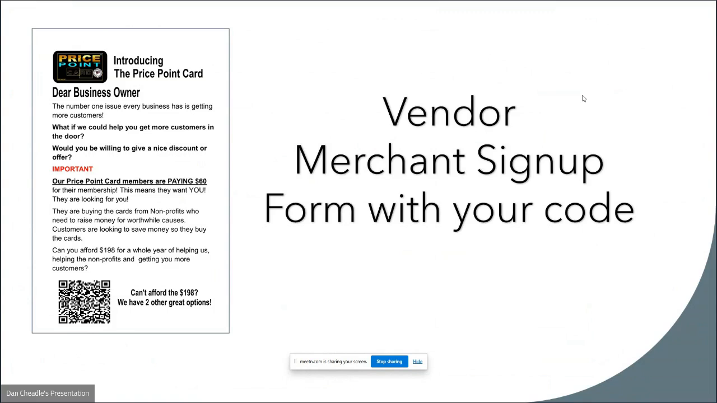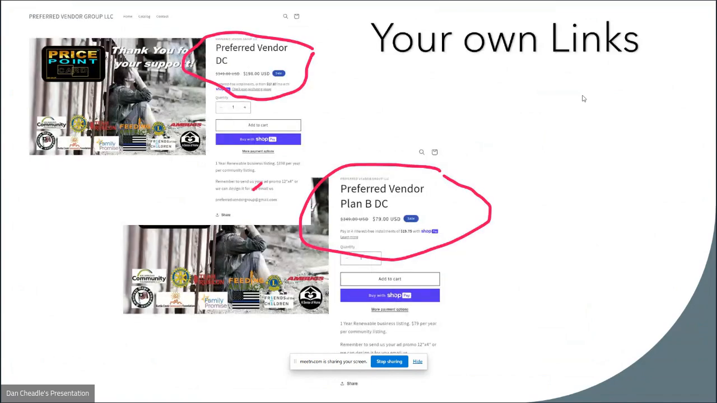And so you have that vendor merchant sign up with your own custom code. They scan it and it goes right to the page. And we'll talk about that in a second too. I'll show you how that works. This is actually where it goes. So if you look at the top, where that red circle is, it says 198. That is linked right to you. You'll see it says preferred vendor and it'll say DC. That's me. That's my link.